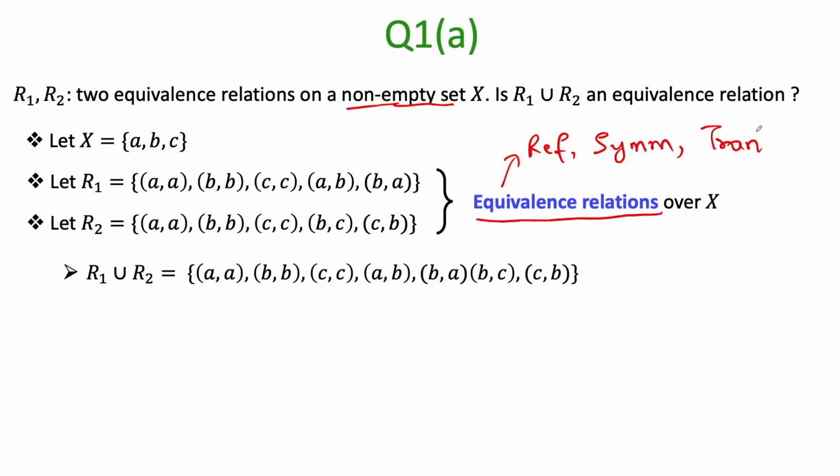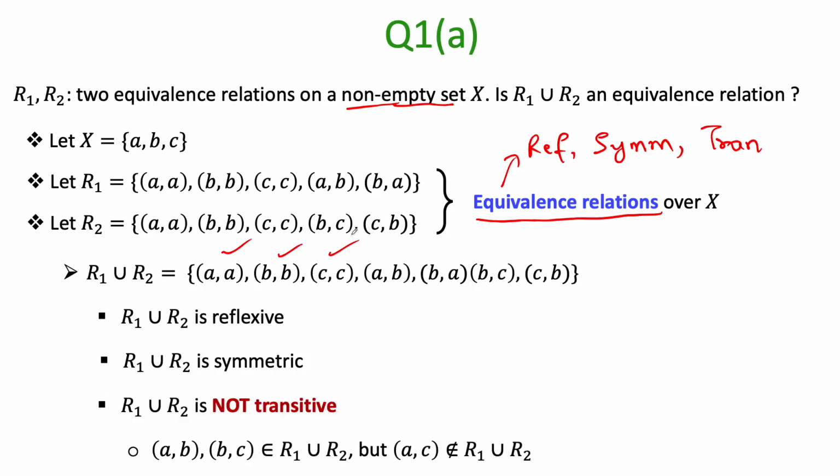Now, if you take the union of these two relations R1 and R2, you will have these ordered pairs, and it's easy to verify that R1 union R2 is a reflexive relation over the set X because you have A comma A, B comma B, C comma C present in the relation. The union is also symmetric because if you have any ordered pair of the form A comma B in the union, the ordered pair B comma A is also present in the union. But it's easy to see that the union here is not a transitive relation. Specifically, you have an ordered pair A comma B and an ordered pair B comma C present in R1 union R2, but A comma C is not present in the union, and hence the transitivity property is violated.